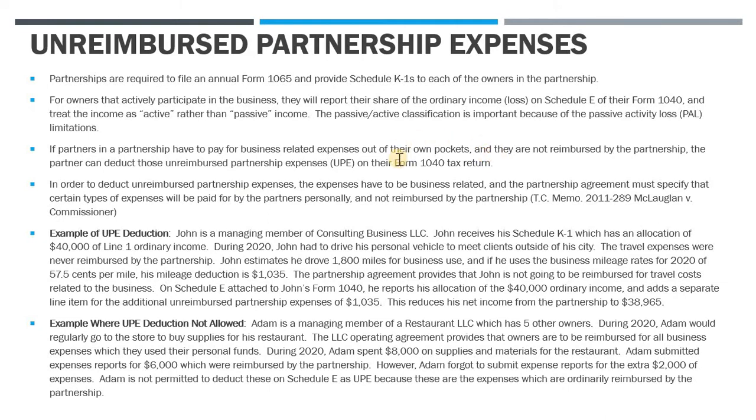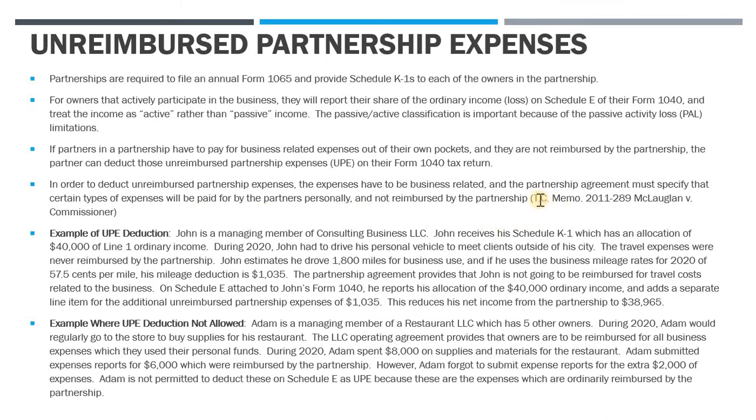Okay, so that's what we're looking at here. Now, this is very, very important, this fourth bullet point. In order to deduct unreimbursed partnership expenses, the expenses not only have to be business related, but the partnership agreement must specify that these types of expenses are going to be paid for by the partners, and then they're not going to be reimbursed.